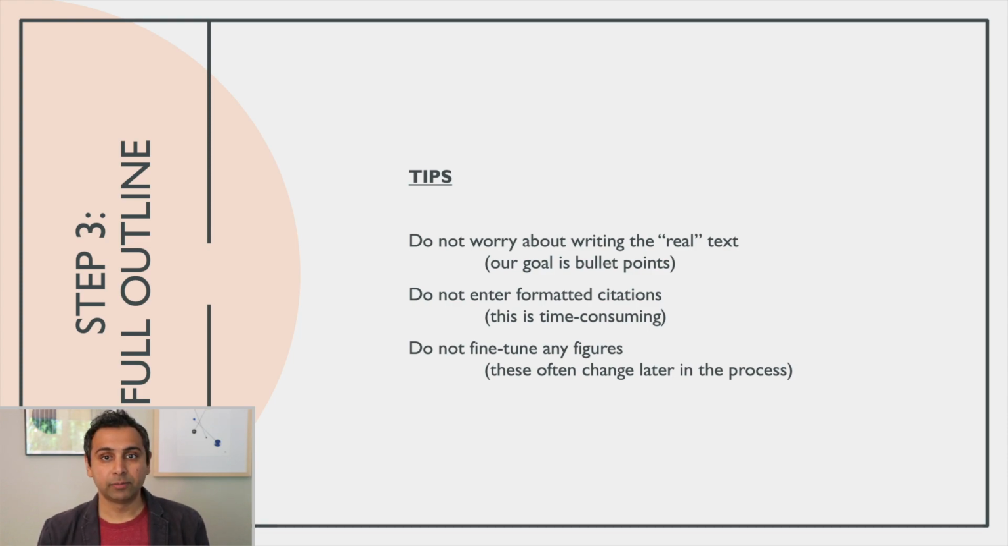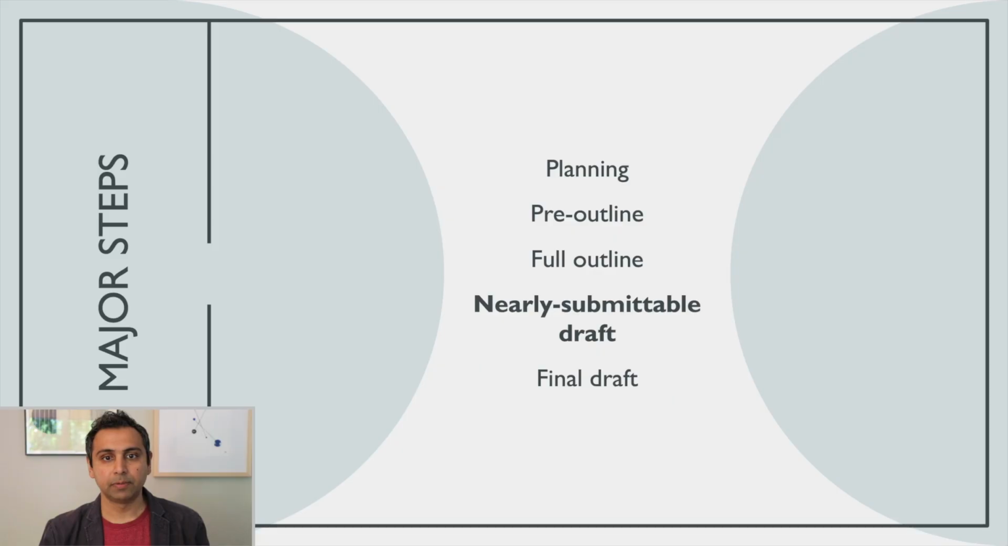Don't worry about writing the real text for now. Don't enter any formatted citations, because that takes a lot of time. And then don't fine-tune any figures, because often we find that figures or data change later in the process. And so if you fine-tune it, you're just going to have to fine-tune it again later on. So once you're done with step 3, you can move to step 4.